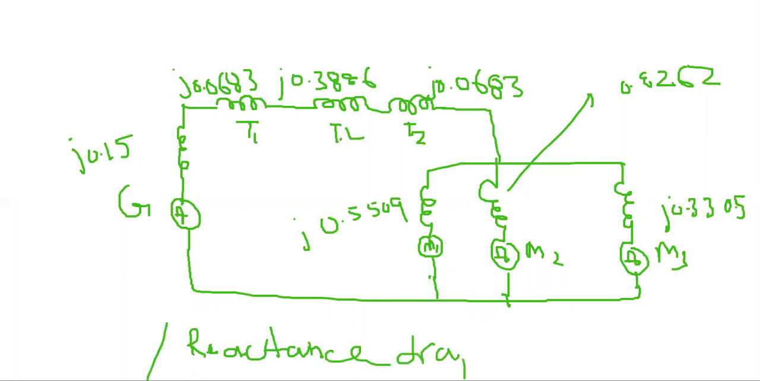Now the reactance diagram is very easy. We have denoted the generator like this, transformer 1 like this, transformer 2 like this, transmission line like this, motor 1 is this, motor 2 is this, motor 3 is this, and we just have denoted their calculated values of reactance on the new base here. So that is the only thing we did. So this is the question on per unit.